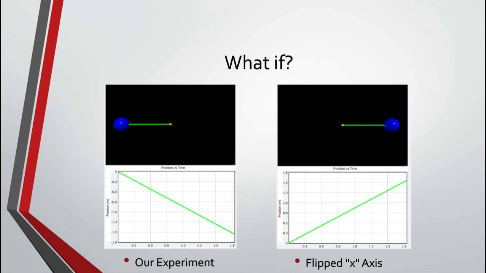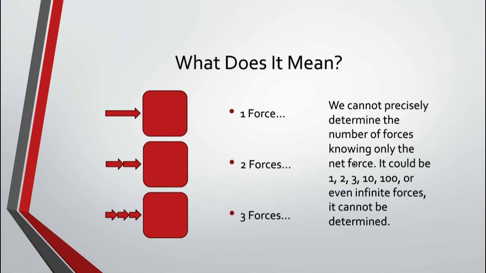What if the axes were flipped, though? Well, all that would mean is that the ball is rolling in the positive direction, or so right, and not the left. Here you can see the difference in graphs. What does it mean though?